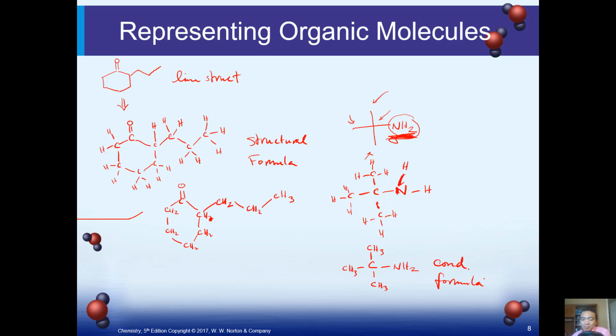The chemical formula for this one would be 4 carbons, 11 hydrogens, and the 1 nitrogen. That's the chemical formula. What about the bond angle and hybridization? For example, when you look at this carbon, what is the hybridization? When you look at the hybridization for a large molecule, like you see over here, only look at that particular center.